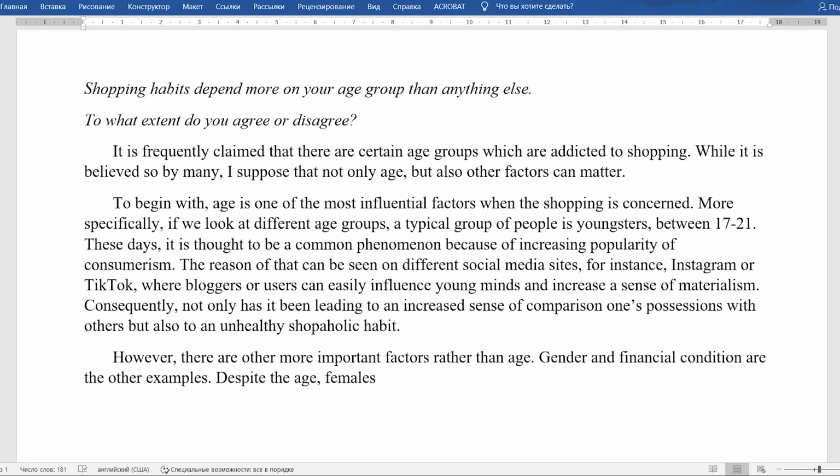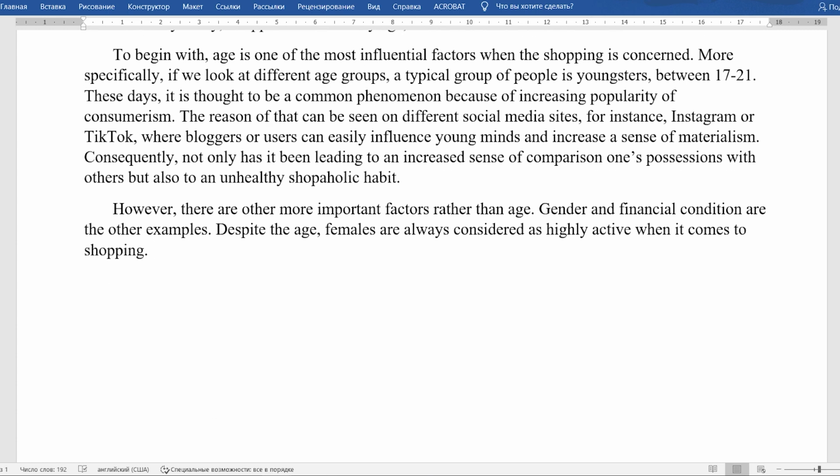females. So females, like women, women are always considered, this one is passive voice, considered as highly active when it comes to shopping. So now I'm going to explain my idea, why females, why women.